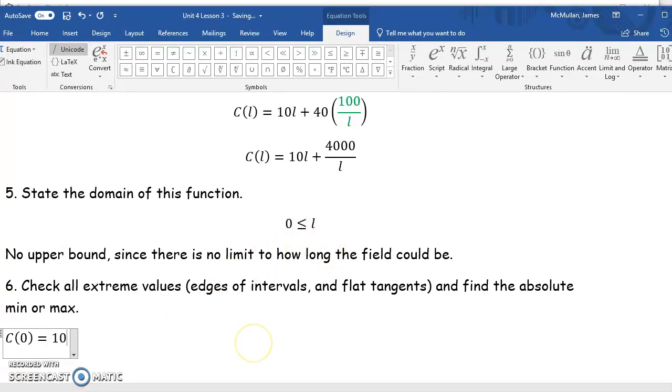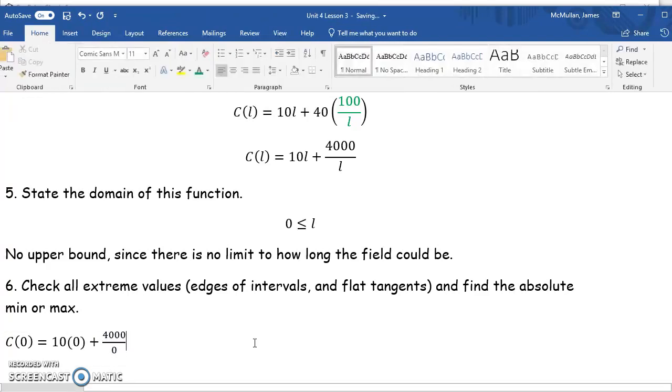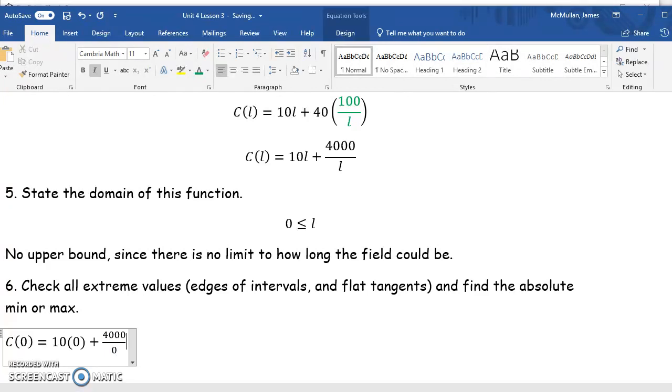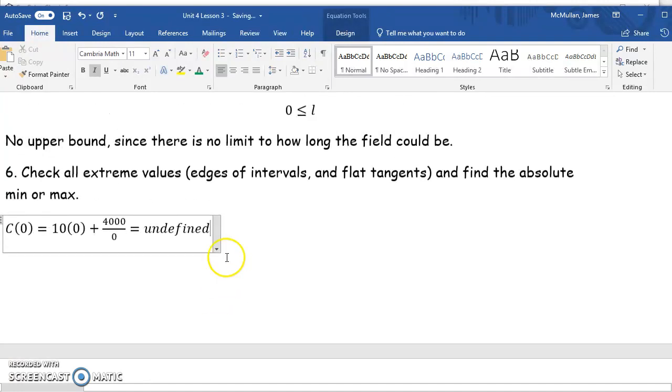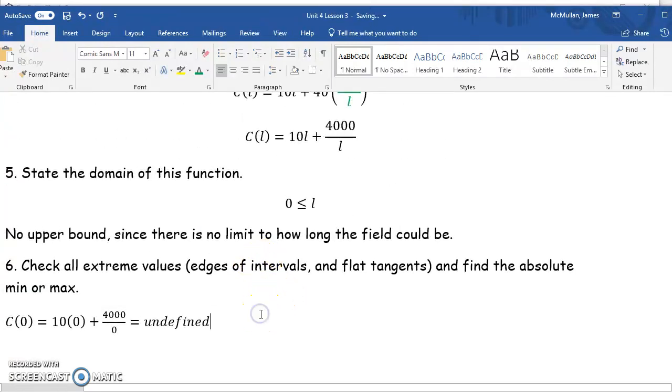Of course, if we try C of 0, we get 10L plus 4,000 over 0, which of course is undefined. So like in the previous question, we know that this really is not going to be our answer. C of 0 is not going to be an answer. So, C of 0 is out. C of a very, very large number is out. So, what we're left with is C of whatever the critical point is. So that's why we're going to find it.